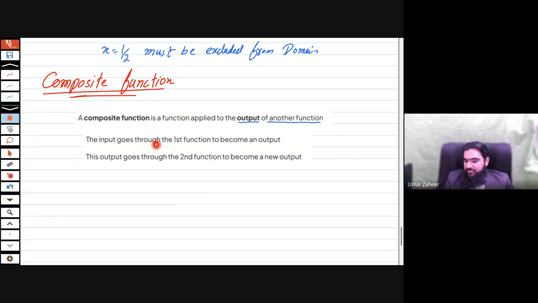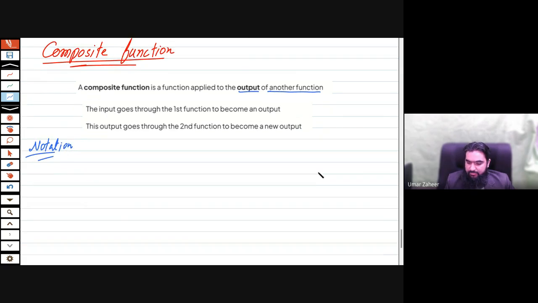The input goes through the first function to get the output, and the output goes to the second function to get a new output. We have to check what it means. First of all, we have to talk about the notation. We have to use different notation for the composition.